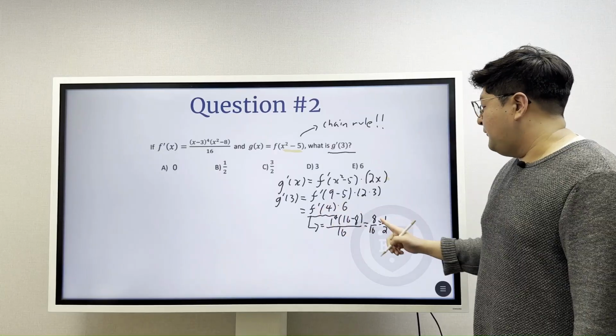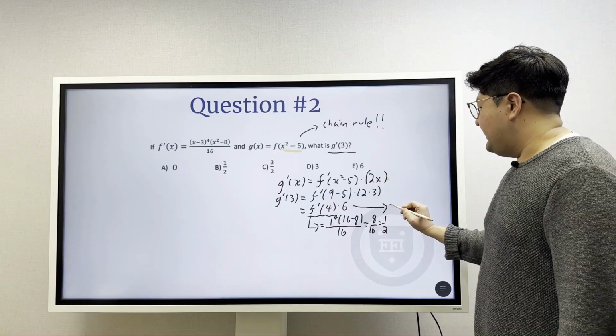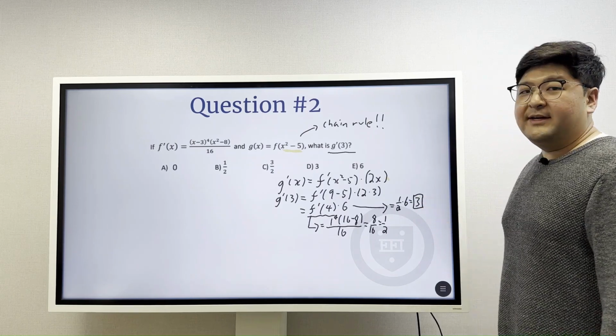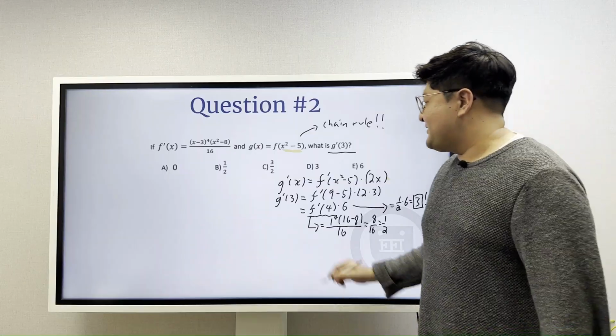Now, f prime of 4 is 1/2, so our final answer will be 1/2 times 6, giving us 3 as our final answer. So the answer is D.